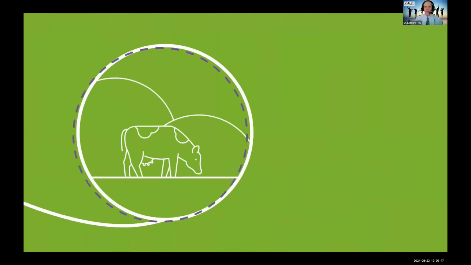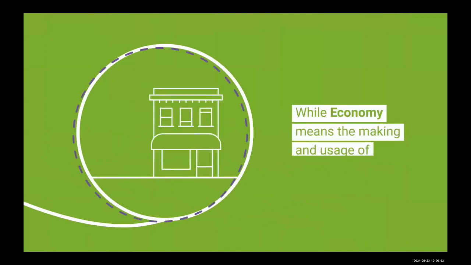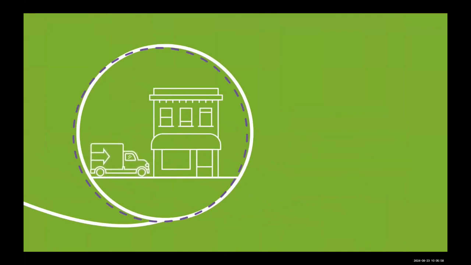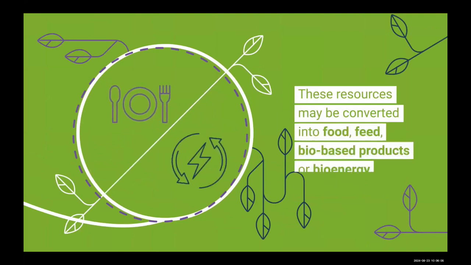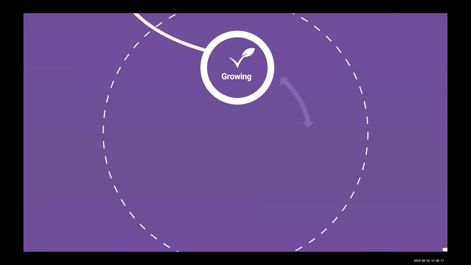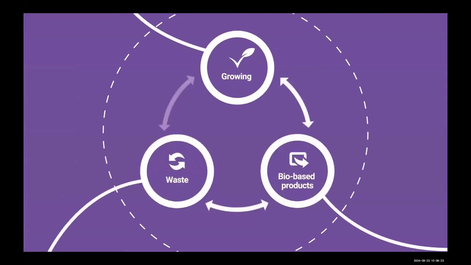When we talk about bioeconomy, to break it down, the term bio refers to any living thing, while economy means the making and usage of goods and services by those within a country or region. So the bioeconomy is an economy based on renewable biological resources. These resources may be converted into food, feed, bio-based products, or bioenergy. There are three key areas to the bioeconomy: growing bio-based resources, turning these resources into bio-based products and services, and using bio-based waste to make new products or services.